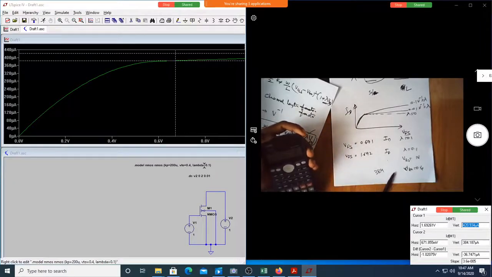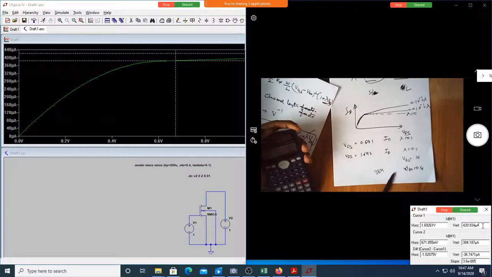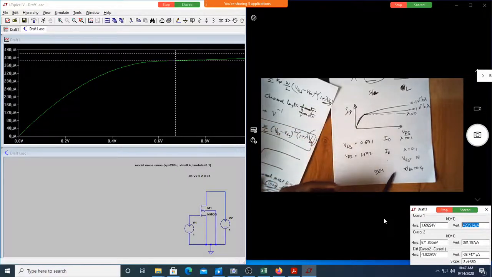Substitute the values. 420.8, okay, that's fine. Can you see it's almost 420.93? Yes, the currents, sir, are almost matching. 1 plus... It's 420.84 microampere.